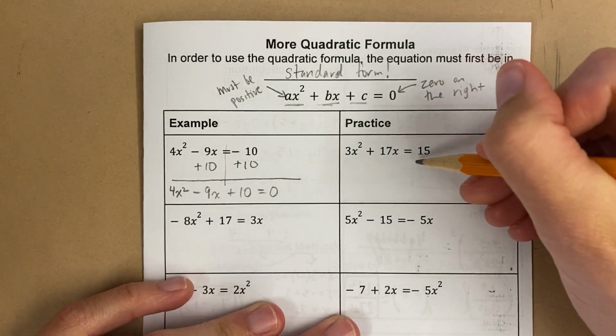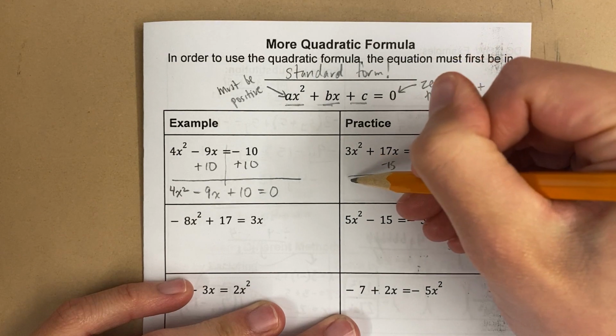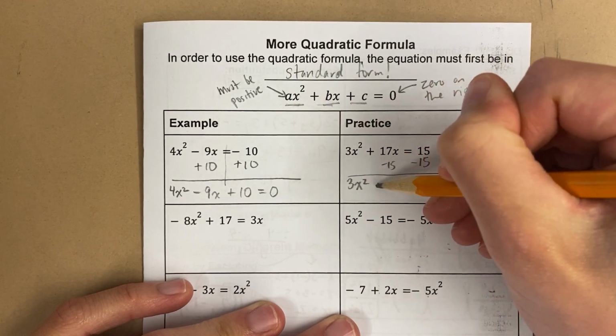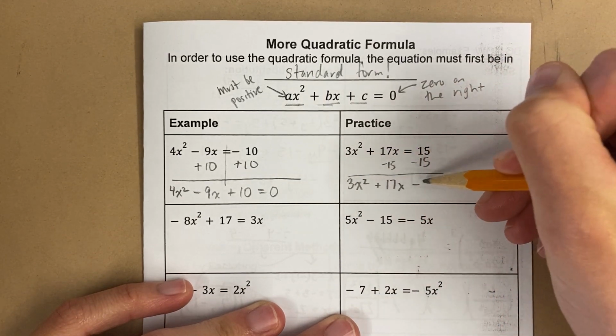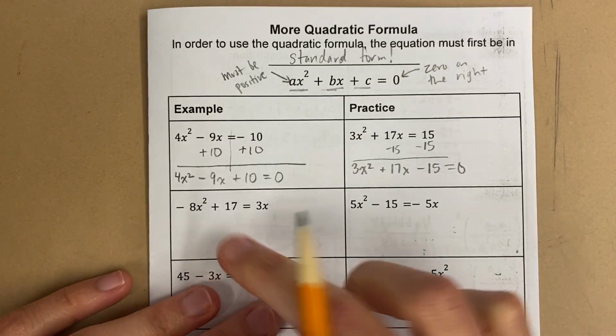And welcome back. Hopefully you tried this. I'm trying to get rid of this 15 because I want there to be a 0 over there. So that looks like this. Okay, there we go. That's in standard form. Okay, let's take a look here.